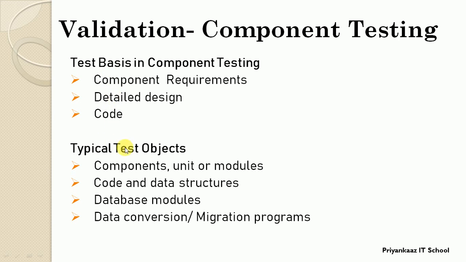Now, what is a typical test object? That means what you can test at the time of component testing. This can be an interview question. Typical test objects are: you can test components, units, modules, code, data structures, and database modules. Then there is an interesting concept of data conversion or migration programs. What is the concept of data conversion or migration programs?